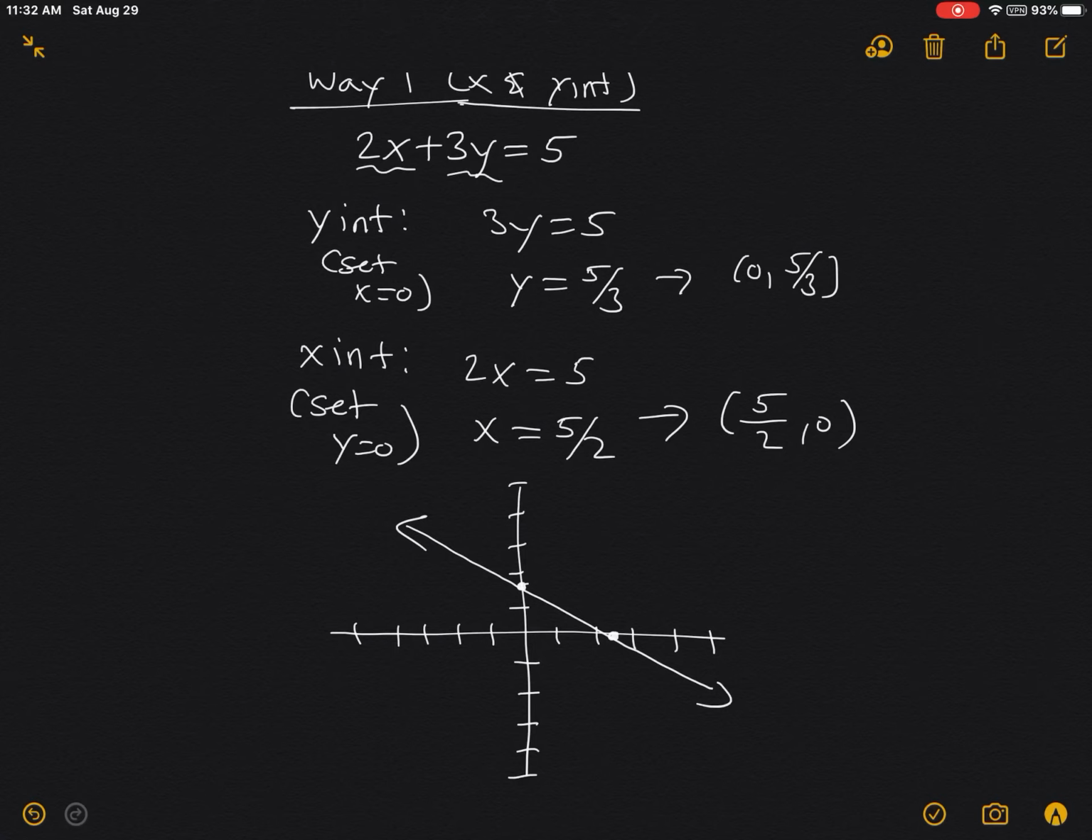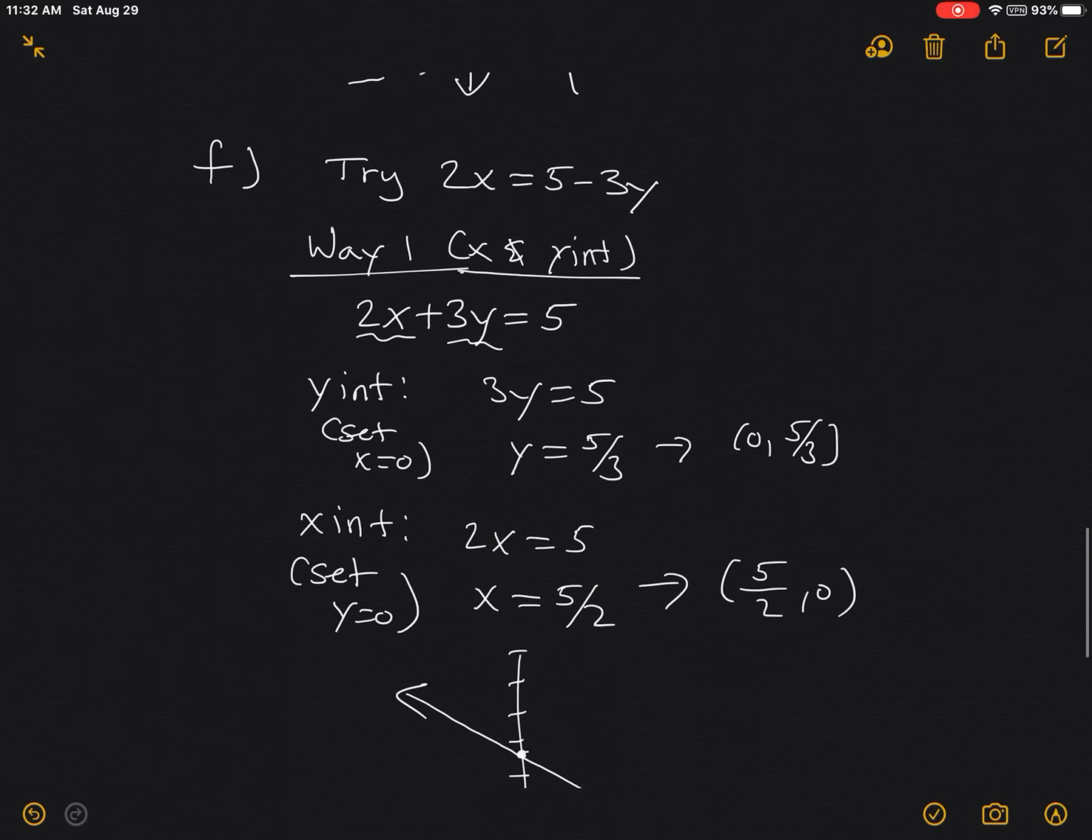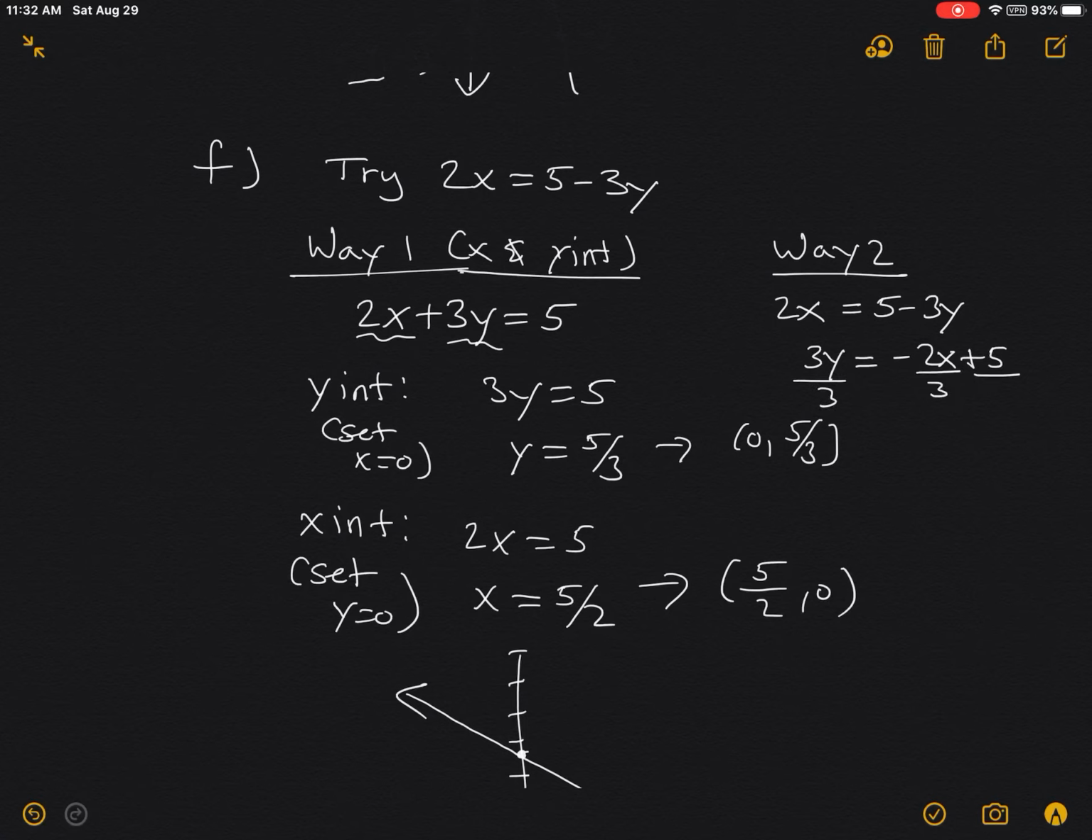So I just did it way 1. Again, if you want to get y by itself on this one, you're welcome to do so, right? Way 2. Let me just briefly show you how to do that. You have 2x is equal to 5 minus 3y. If I want to get y by itself, I'm going to move the 3y over to this side, and I'm going to move the 2x over to this side, okay? Divide everything by 3, and you would have this. The y-intercept is 5/3, the m is negative 2/3.